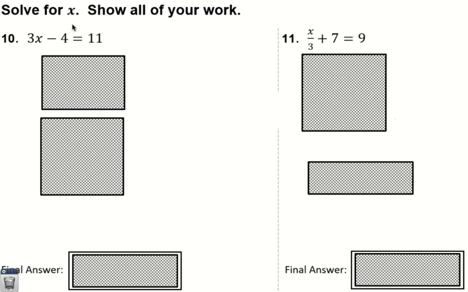there's no parentheses to clear. If there were parentheses to clear, you would do that first with the distributive property. But that step, which you always do first, doesn't apply to number 10.